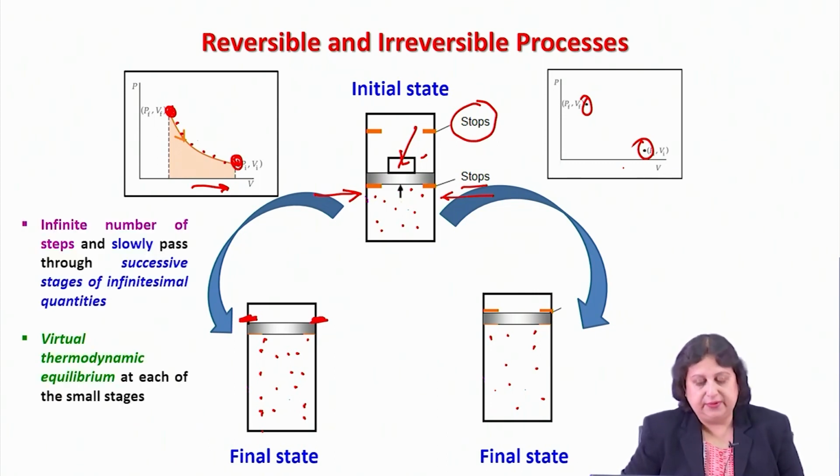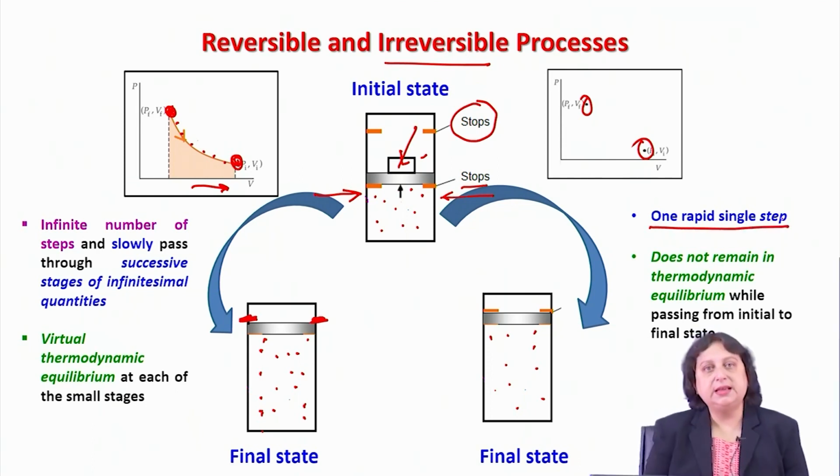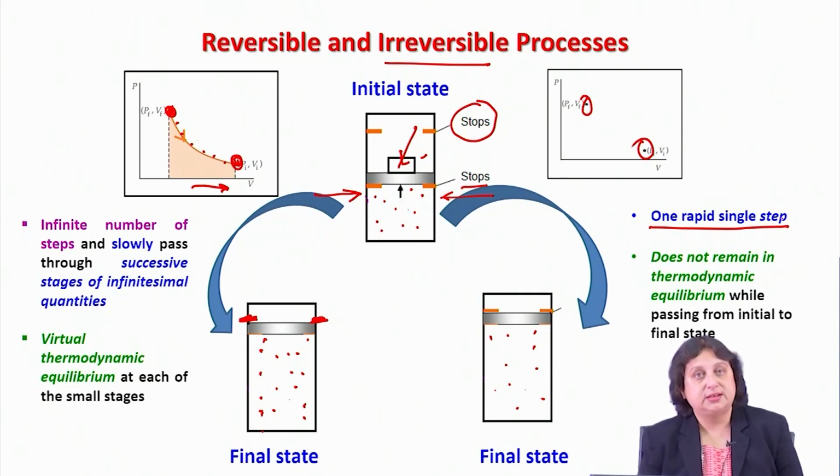Now, moving forward, I have highlighted the fact that the reversible process takes the system from the initial state to the final state through an infinite number of steps. And while it passes through these very small intermediate steps, the system retains virtual thermodynamic equilibrium with its surrounding. But an irreversible process is where there is only one rapid single step taking the system from the initial state to the final state, and therefore there is no question of allowing the system to equilibrate with its surrounding in the intermediate times.